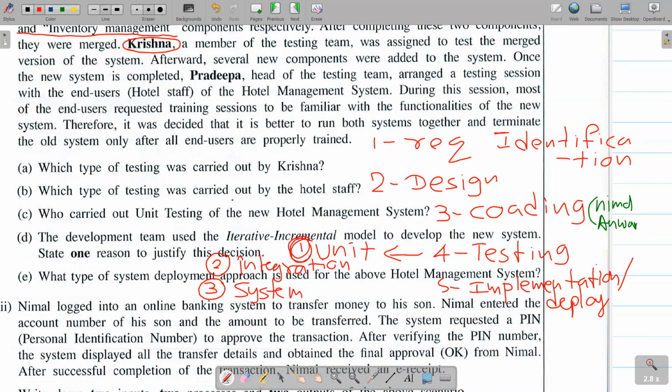First, it is checked unit by unit. Most probably it is done by the programmers. And some of the components, not everything, can be integrated like they have discussed in this scenario. So that integrated part will be tested, and it is called integration testing. Then the entire system will be tested together, which is called system testing. The last one is called acceptance testing, which is done by the end user or the client. Right. So Krishna is doing the integration testing. That is done by Krishna.